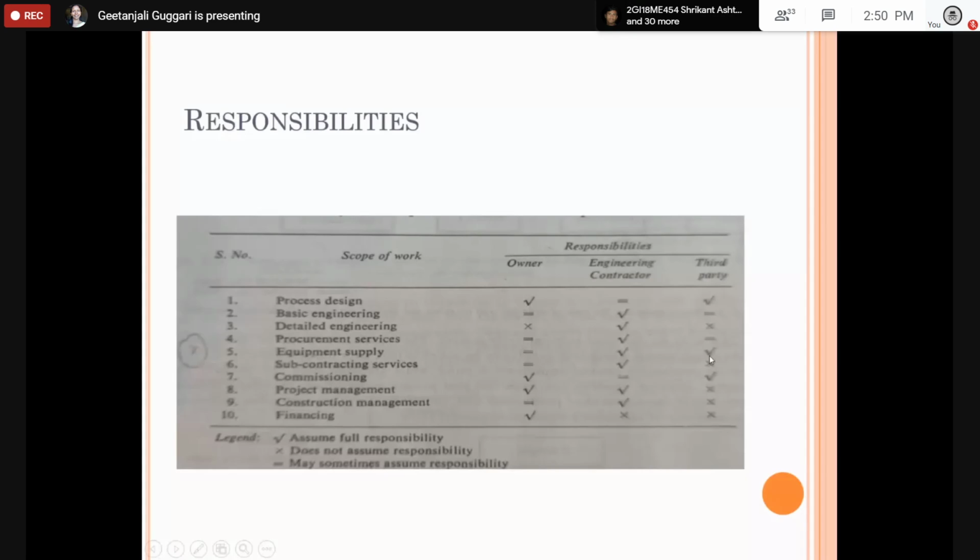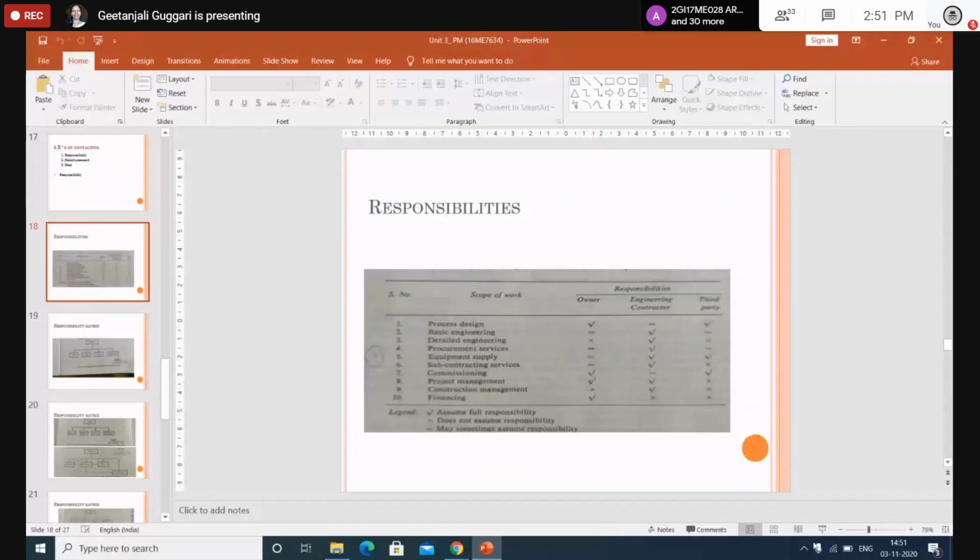For commissioning, yes, the owner is also responsible. The engineering contractor is also responsible, and the third party is also responsible. Commissioning means, to start with, the owner is more responsible. The third party's expert knowledge and skills also play a major role during the commissioning of the machines or the projects. So the owner is slightly more responsible.